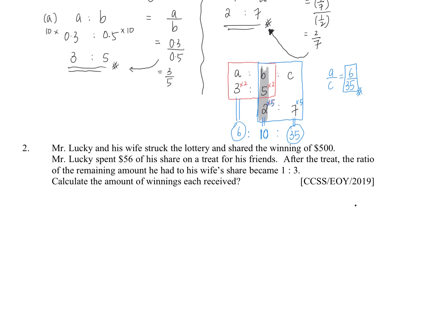Okay, this one I think is relatively okay. Just that some of you forgot that Mr. Lucky actually spent $56 already. So a lot of you found that Mr. Lucky's 1 unit is 111. You forgot to add the 56 back to make it 176. And then Mr. Lucky's wife is $333. So this one I'm not going through. It's relatively well done. It's just forgetting the $56.